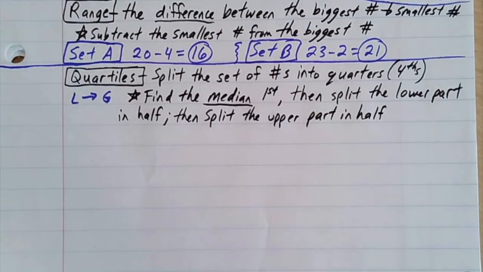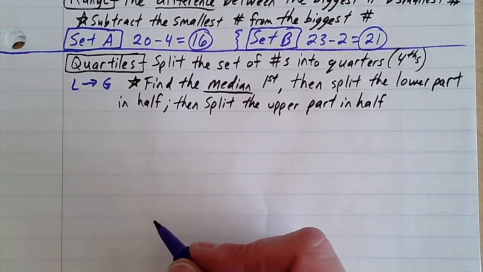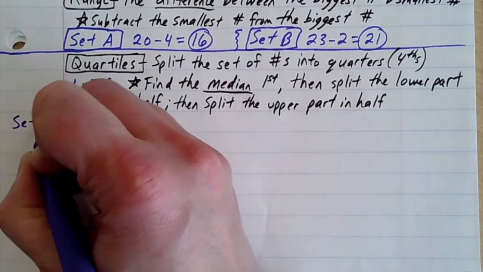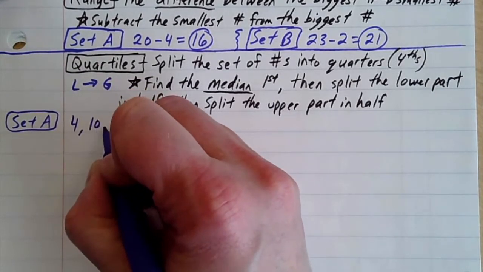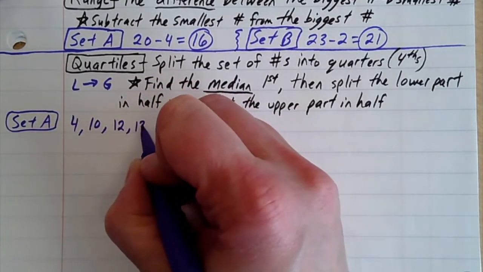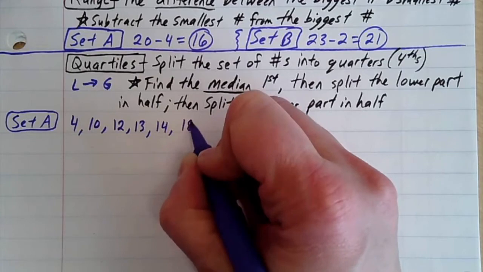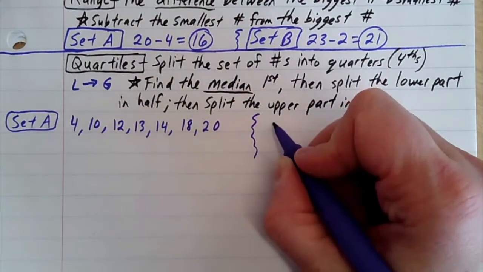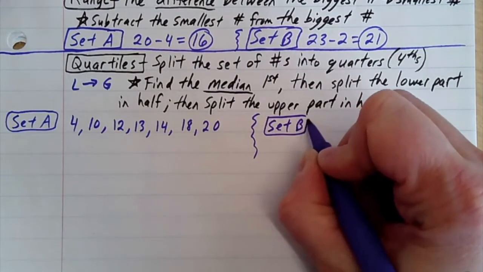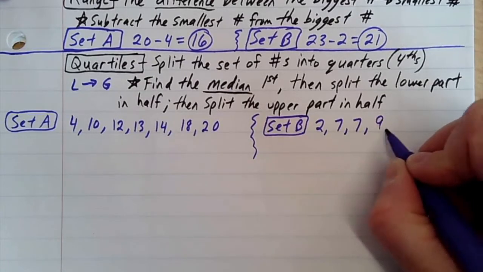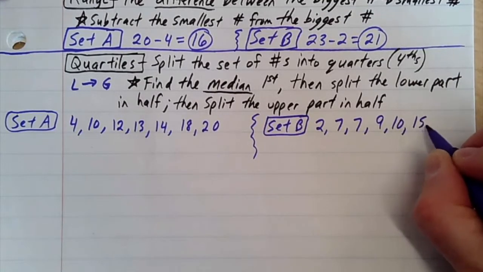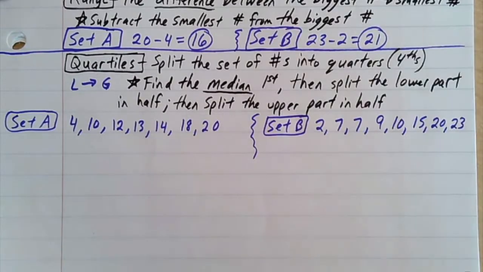So we're going to use the same data set we had up above, and I'm going to rewrite those so that we're not having to look back up above. We're going to call it set A again, which was 4, 10, 12, 13, 14, 18, 20. And then set B, we're just copying again from up above, which was 2, 7, another 7, 9, 10, 15, 20, and 23. So how do you split it into fourths?